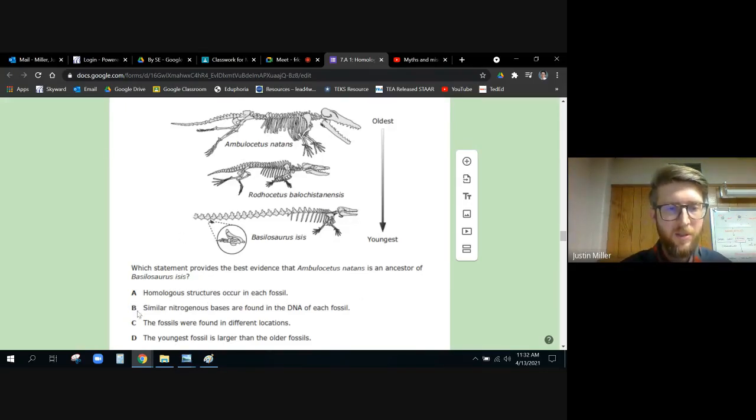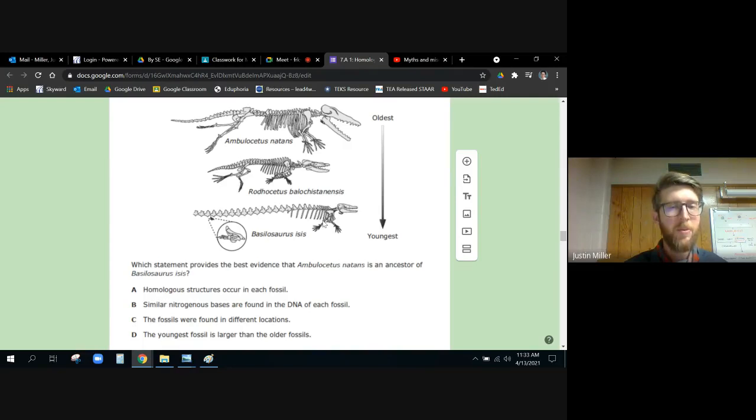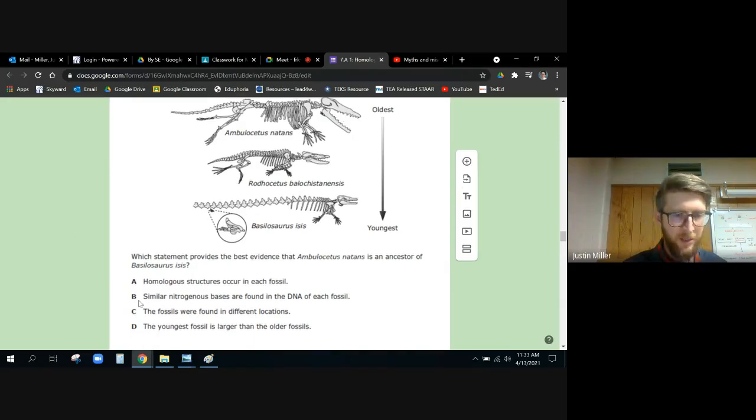They're homologous structures. You think it's A? A is correct. Yep. So the homologous, that's what we're looking at in this picture. The only one that describes it like being similar, besides B. Now, B also says similar nitrogen bases are found in the DNA of each fossil. And that's probably true. They probably do have similar DNA, but you can't tell that from the picture. So that's why it's not B.